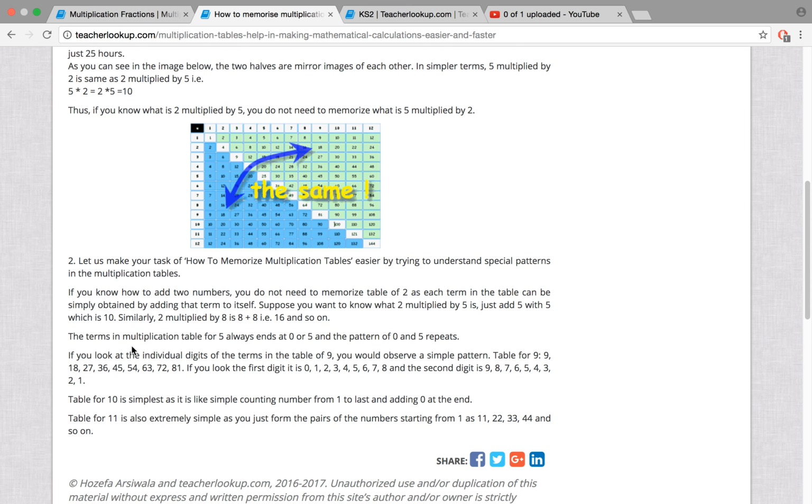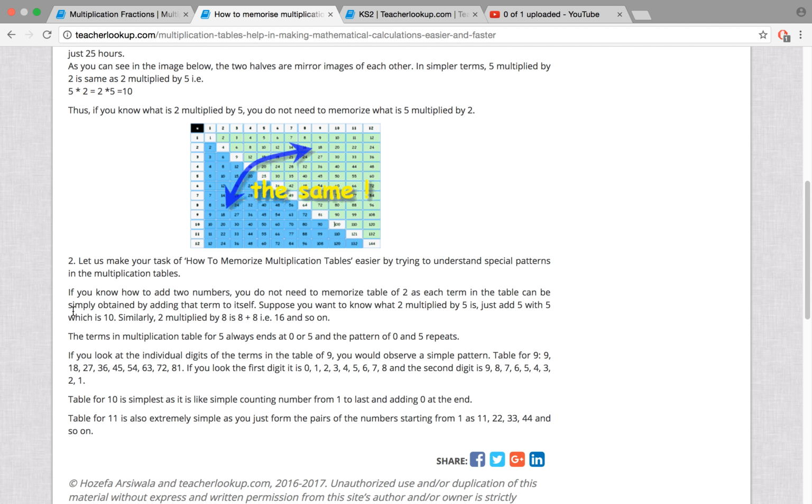So I'll give you an example of this. Let's say 2 multiplied by 4. You just do 2 plus 2 plus 2 plus 2. So these are 4 twos. So 2 plus 2 is 4, add that to 2, which is 6, add another 2, which is 8. So 2 multiplied by 4 is 8.